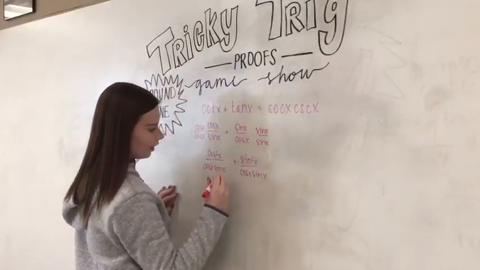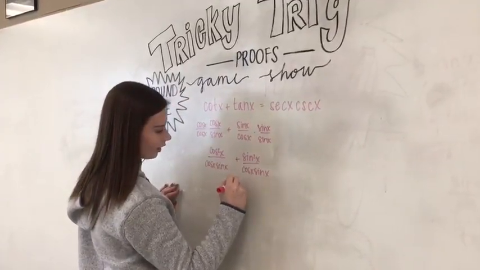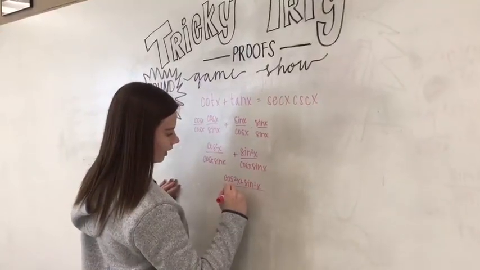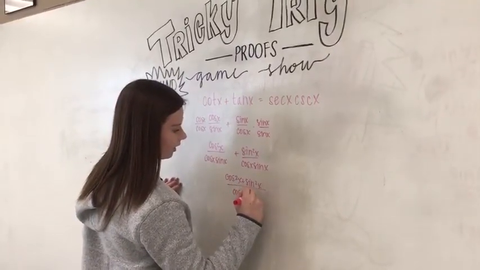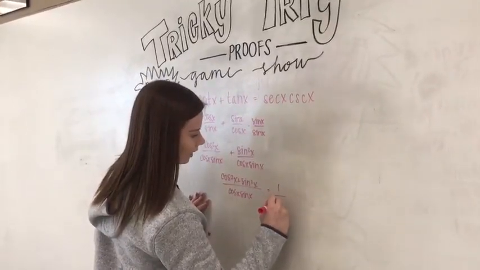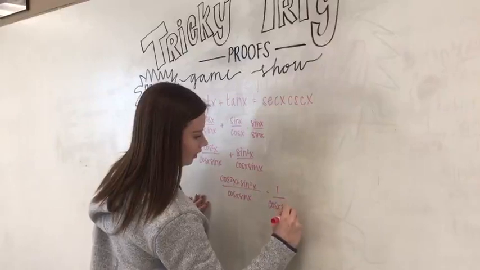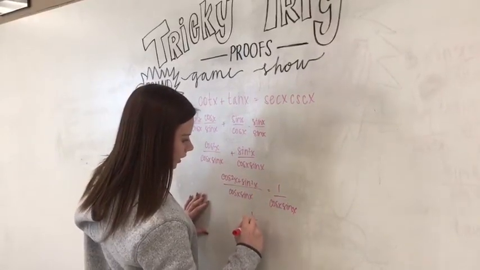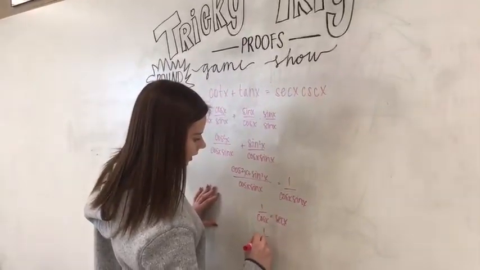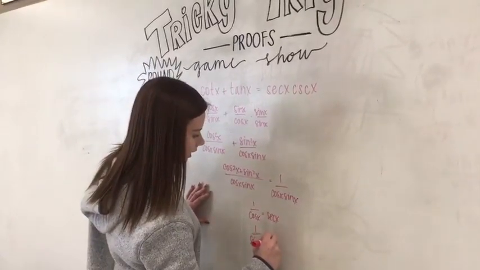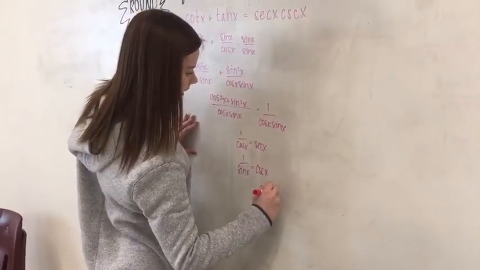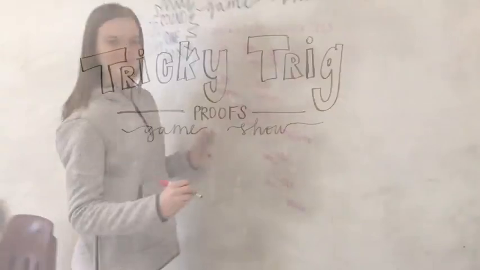Now that you have the same denominator, you can combine them. So you're going to get cosine squared x plus sine squared x over cosine x sine x. Cosine squared x plus sine squared x is 1, over cosine x sine x. And you can separate them. 1 over cosine x is secant x, and 1 over sine x is cosecant x. That gives you secant x times cosecant x.